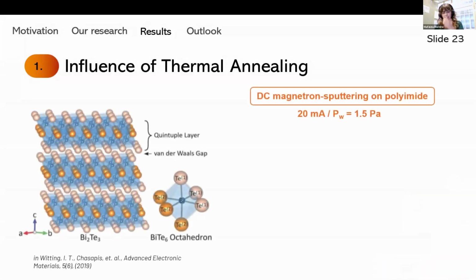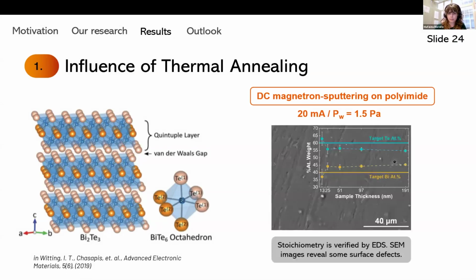One of our goals, like I said, was to find scalable ways of growing these materials. And to do so, we used DC magnetron sputtering to grow bismuth telluride thin films on flexible polyamide substrates. Bismuth telluride is a well-known topological insulator. It has high spin orbit coupling, and usually it grows through this van der Waals stacking of quintuple layers.